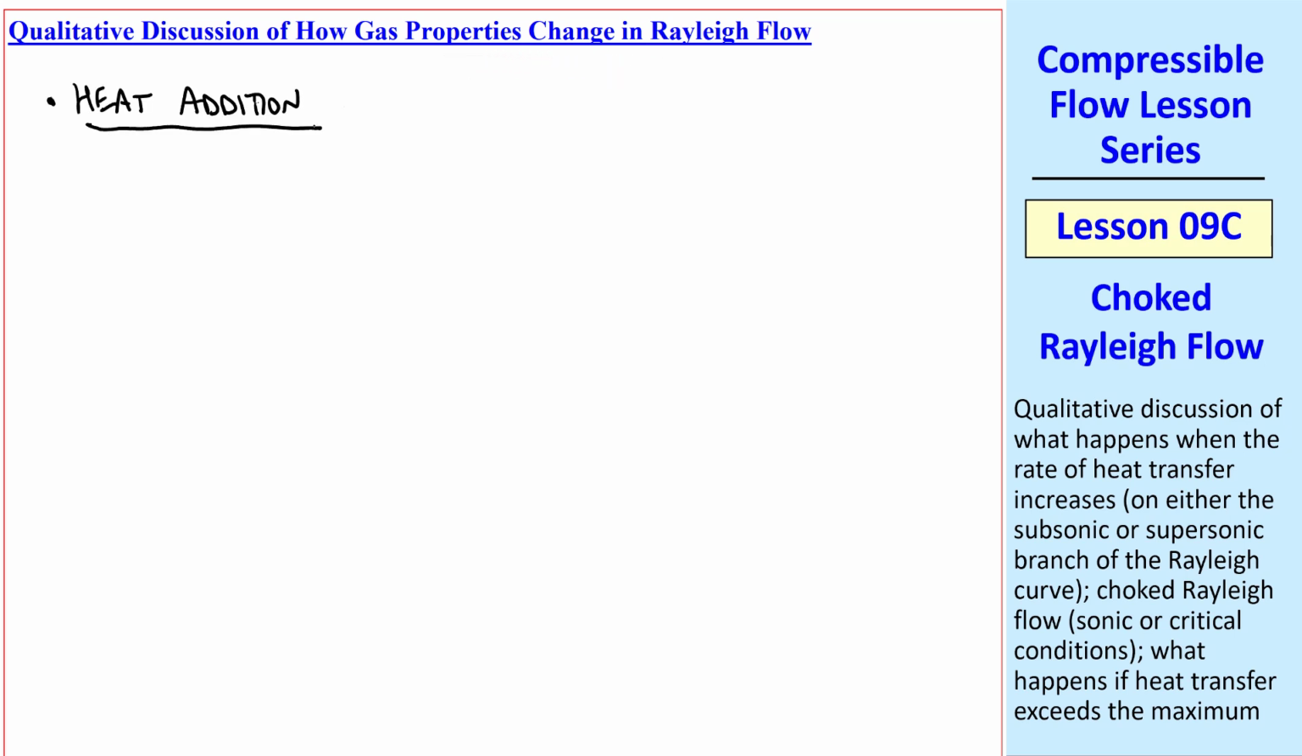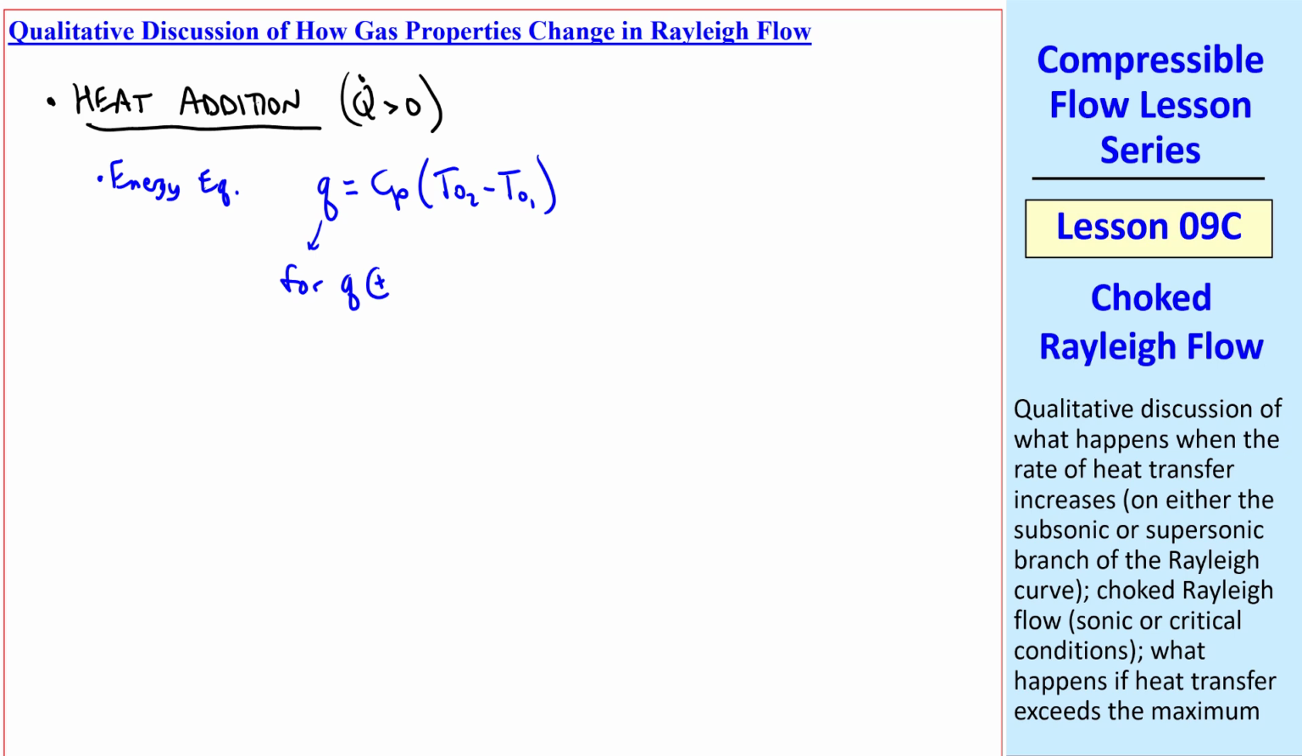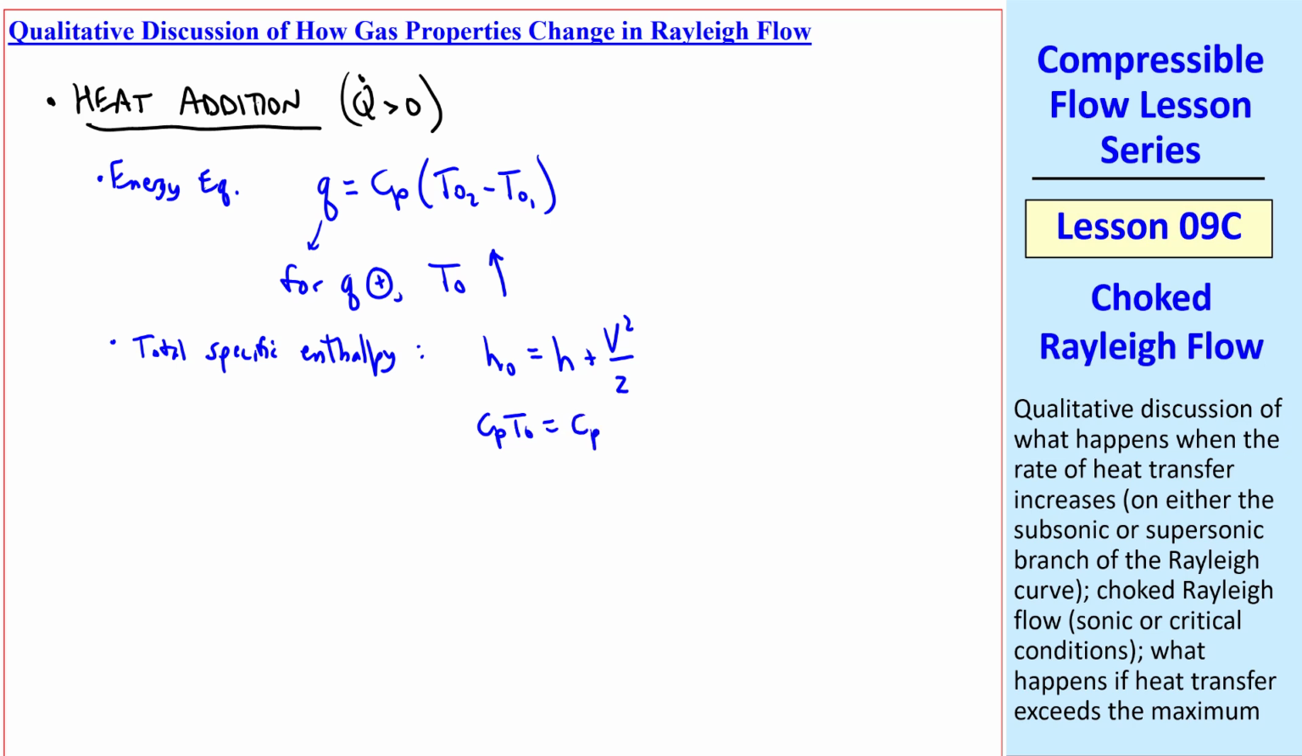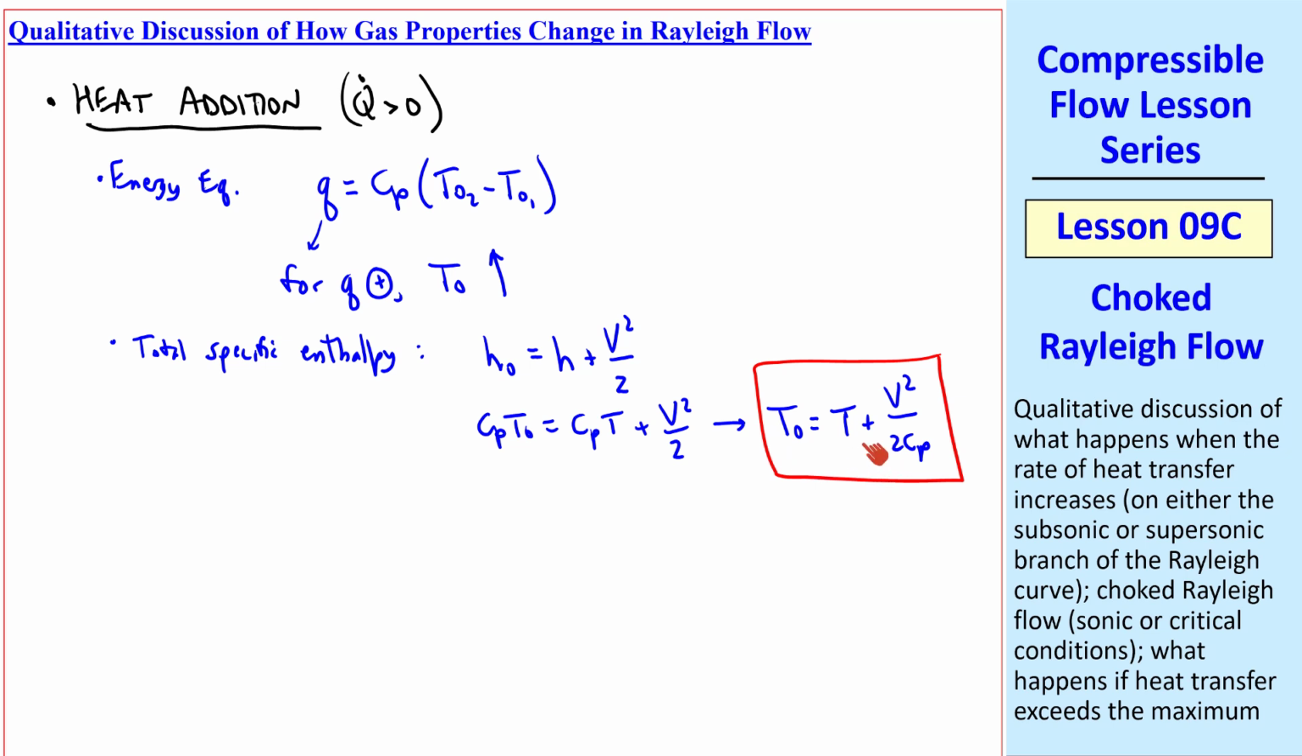And let's talk about heat addition with a positive Q dot. Our energy equation is Q equals Cp T naught 2 minus T naught 1. And for Q positive, T naught must go up. What about total specific enthalpy? We know that H naught is H plus V squared over 2, which for an ideal gas is Cp T naught equals Cp T plus V squared over 2. So T naught is T plus V squared over 2 Cp. And since V is always positive, T naught must always go up.